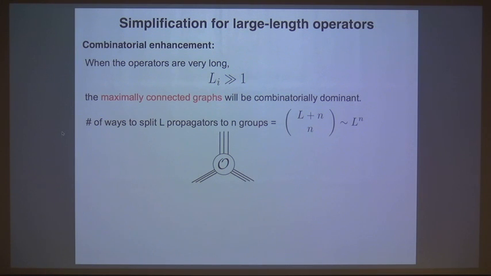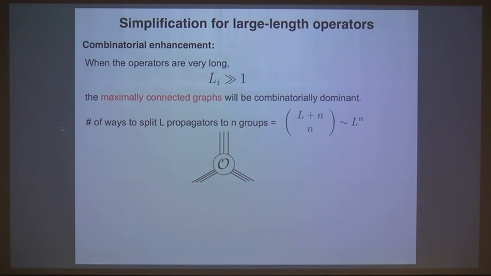One simplifying limit is the limit where all the operators are very long. And when all the operators are very long, it turns out that the maximally connected graph will combinatorially dominate. The reason for this is as follows. If you consider, for example, length L operators, and then count the number of ways to split L propagators into n groups, then the combinatorial number is given by this expression, which is roughly L to the n. So when L is very large, the configuration with larger n basically dominates.